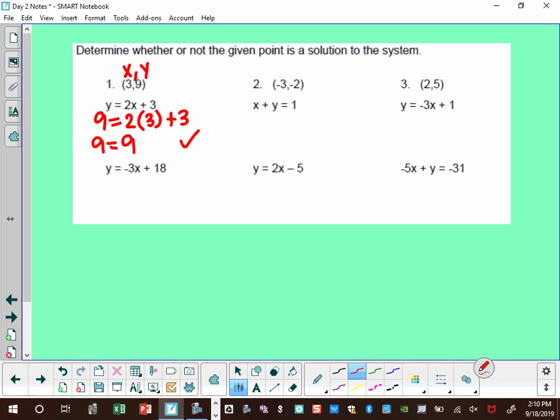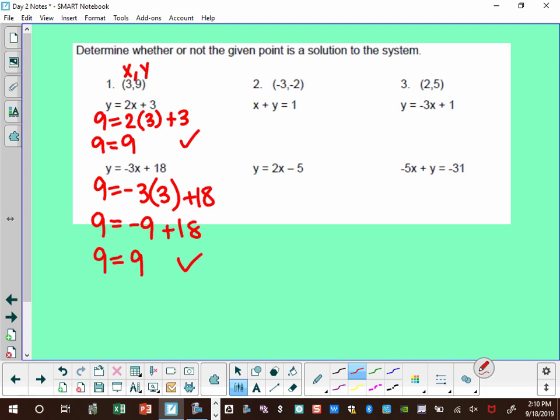So now we have to check the bottom one. My y was 9, then I have 9 equals negative 3 times positive 3 plus 18. What's negative 3 times positive 3? Careful. So we have negative 9 plus 18. Does negative 9 plus 18 give me what? Positive 9. So that system works. Put a check mark. They both work. We plugged in our x and y's, and it matches.